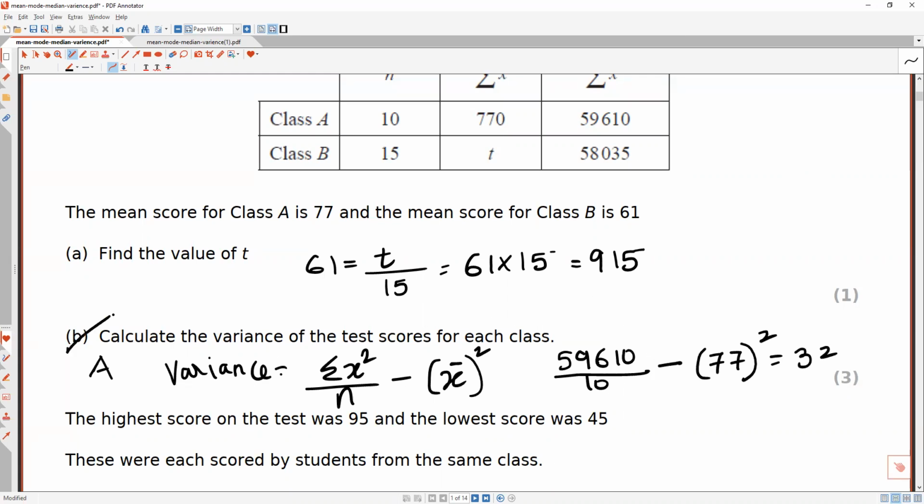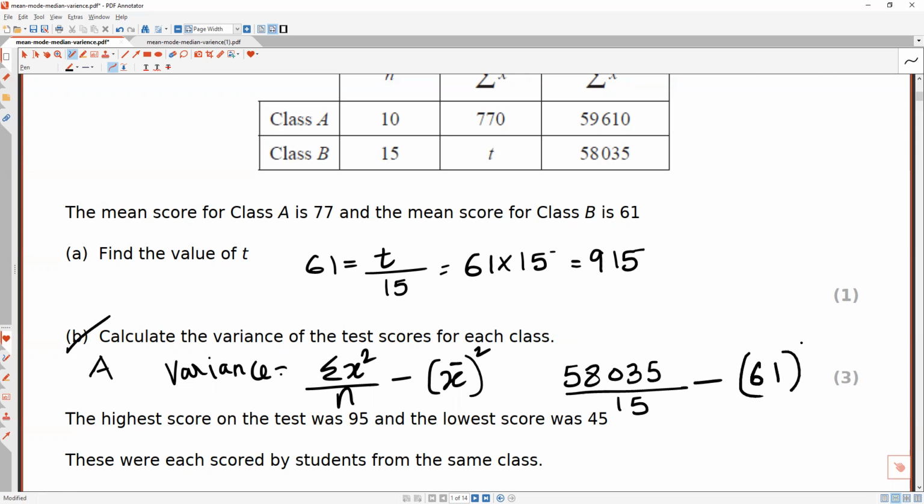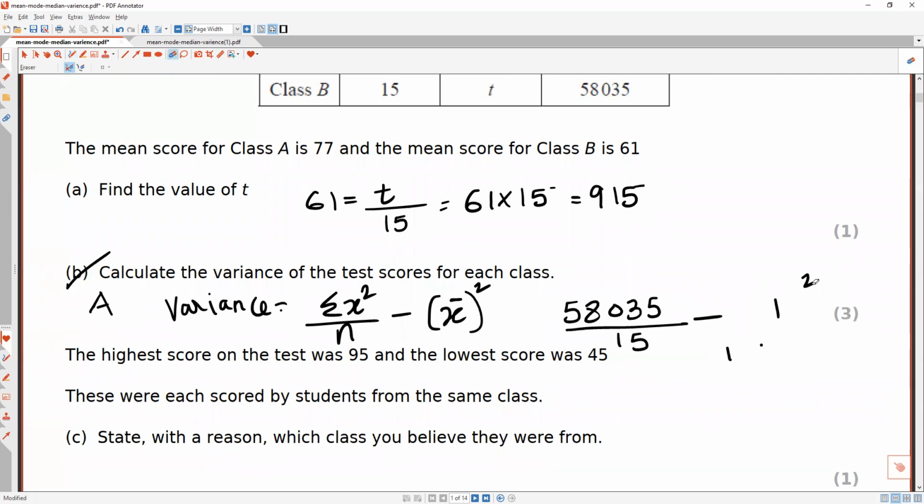Now we are doing the B part. Let me rub out the A part. In the B part, what are you supposed to do? 58035 divided by 15 minus, what is my mean? 61, whole square. And what answer did you get? 148. Done. So I'll cross it now.